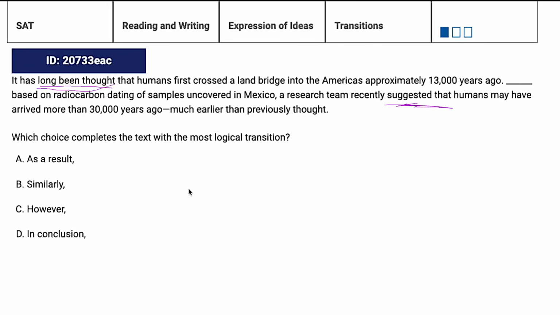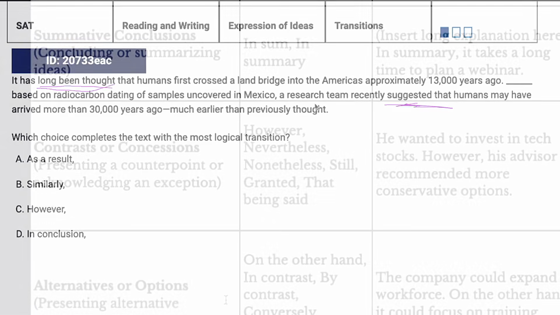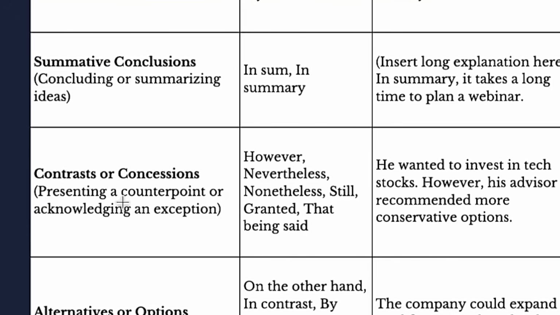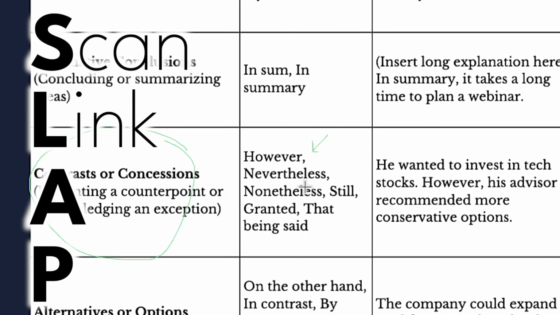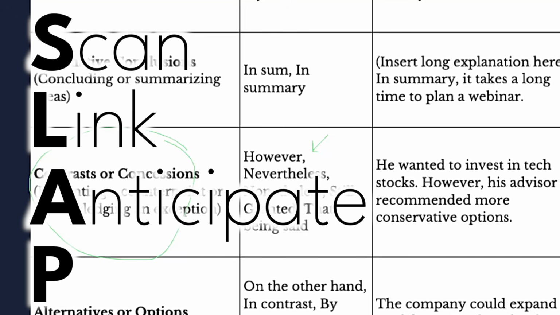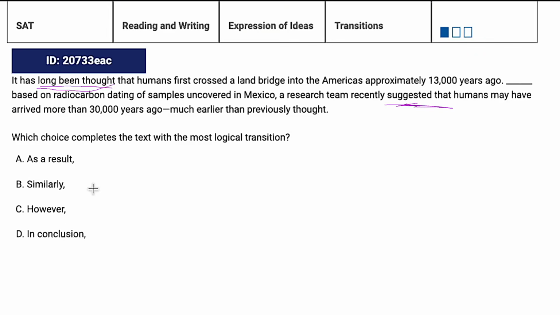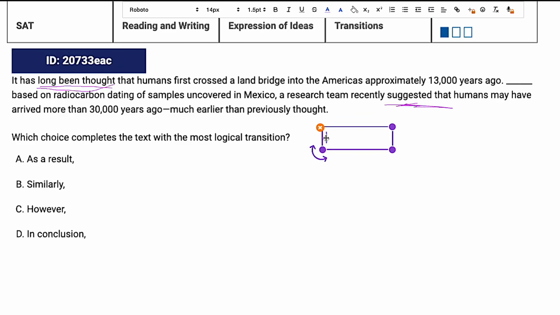Anyway, so what I'm noticing is they first thought this one thing, now they think this other thing. So we have a contrasting relationship. And if we go back to the cheat sheet for a second, basically we're looking at this contrast or concessions. So I'm looking for words like however, nonetheless, still, etc. So I'm going to come up with an anticipation, which is my next step. And as long as I come up with a word, I should be able to relate that word to other words in the same category. So my go-to for any sort of contrast is just going to be however. So however would be my anticipation.